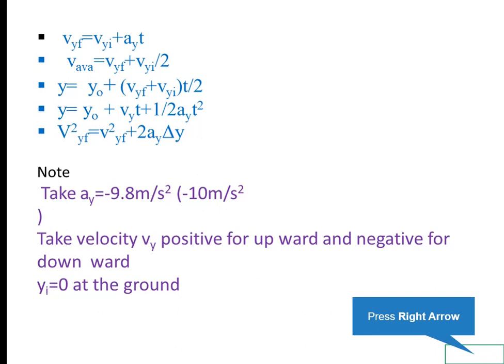Take the acceleration in the y equals minus 9.8 meters per second squared, or minus 10 meters per second squared, and the velocity in the way up is positive and in the way down is negative, and the initial displacement in the y-axis at the ground equals 0.